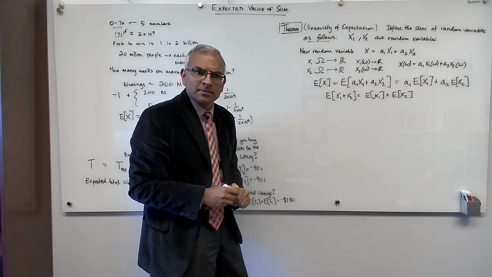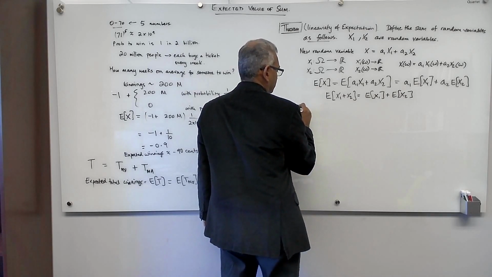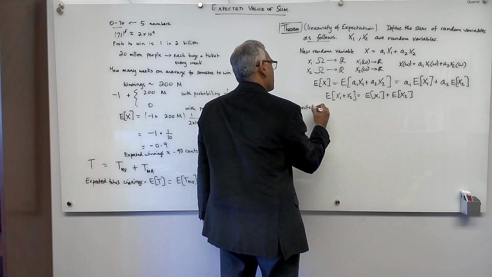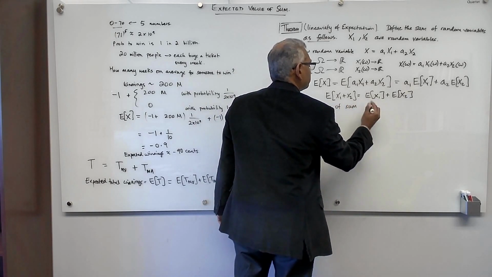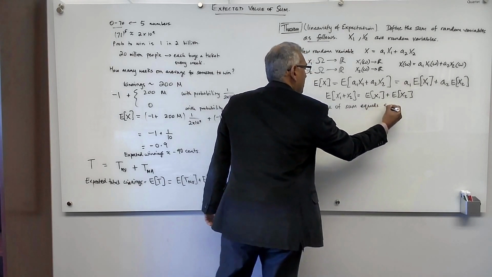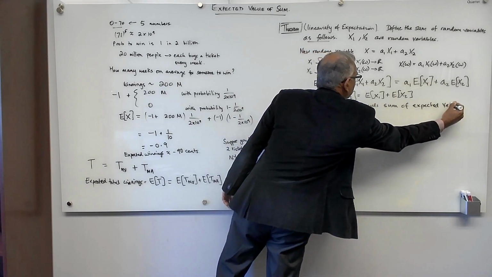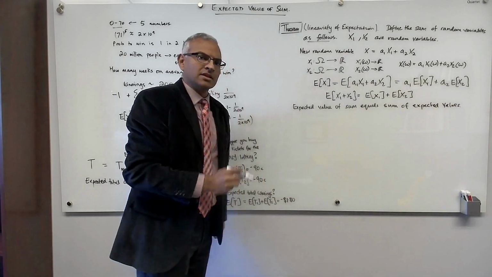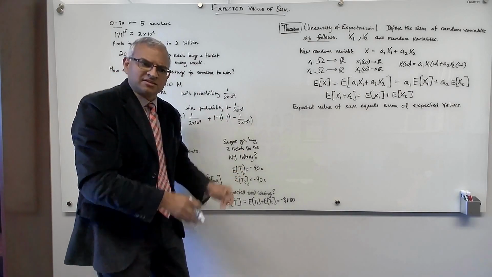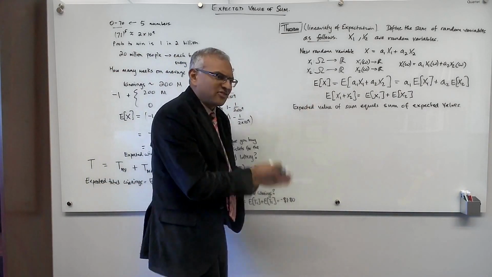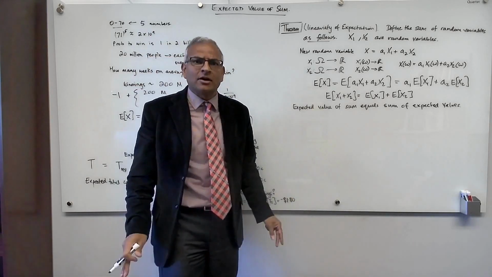Or in words, an expected value of a sum is equal to the sum of expected values. The expected value of a sum is the sum of expected values. That's poetry. Memorize it. The expected value of a sum is the sum of expected values. Put it in your head and keep it there forever.